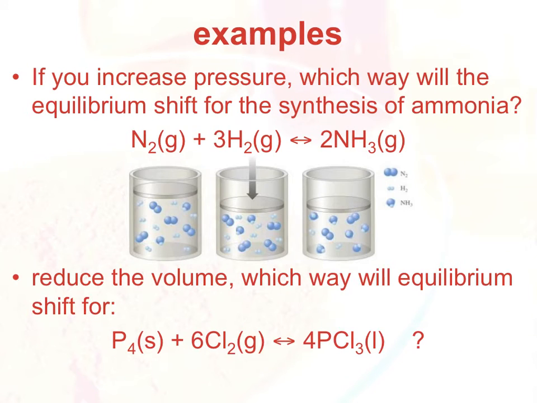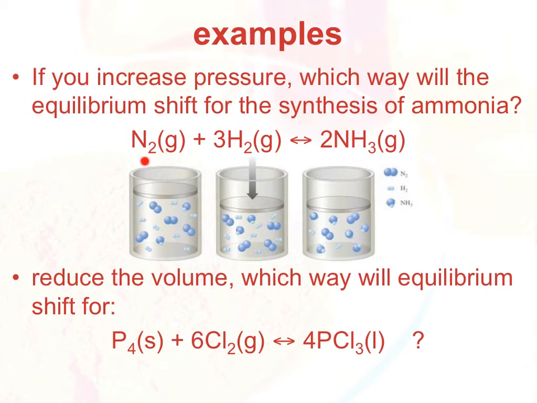So looking at an example here, basically we have this reaction with all of these gaseous molecules. And they want to know what direction the equilibrium is going to shift if we increase the pressure on the container holding these two. Increasing the pressure can be looked at as a decrease in the volume. If you decrease the volume, the equilibrium is going to shift towards the side with fewer molecules of gaseous reactant or product.